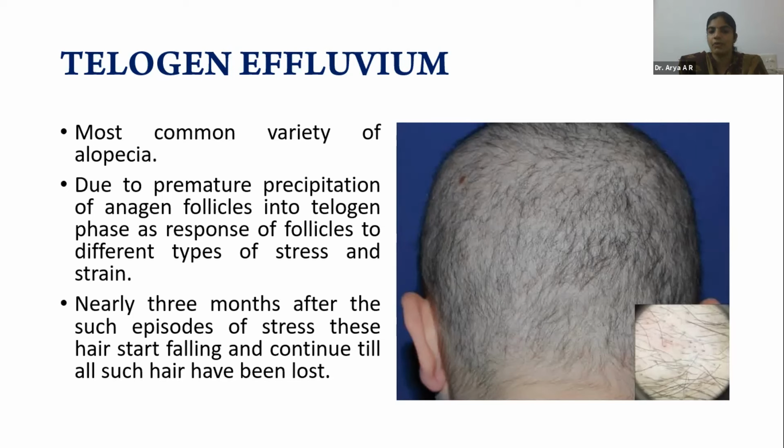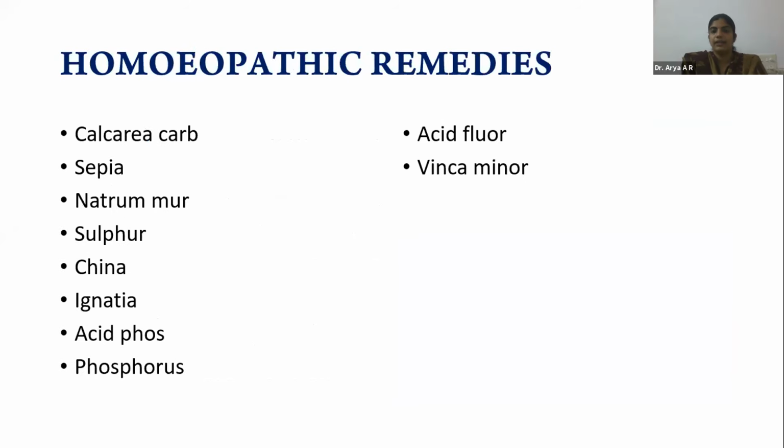It is the most common variety of alopecia, and it occurs because of premature precipitation of anagen follicles, moving directly to the telogen phase without the intermediate catagen phase, as a response to stress and strain. Okay, this is a condition called diffuse alopecia or telogen effluvium. And there are wonderful medicines which help to regrow this hair and prevent further loss of hair: calcarea carb, sepia, natrum mur, sulphur, china, ignatia, acid phosphoricum, acid fluoricum, and vinca minor.